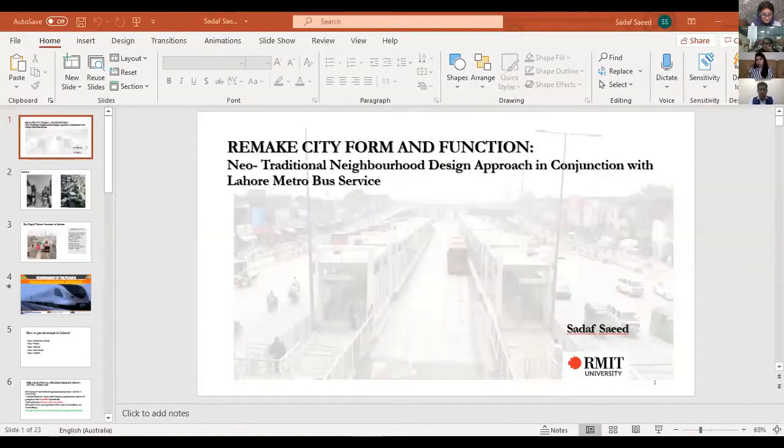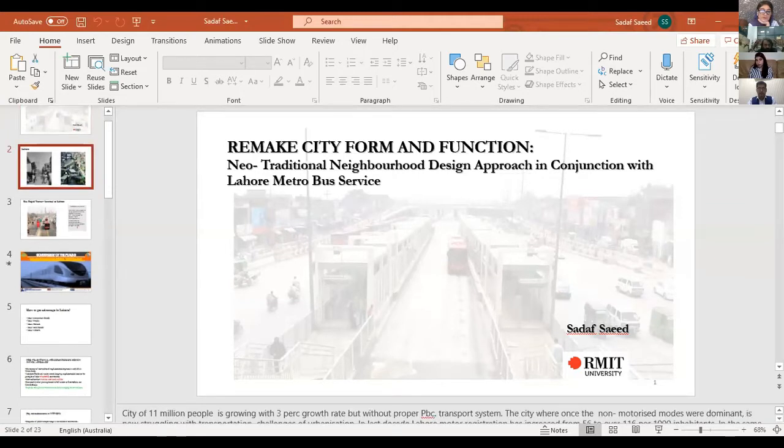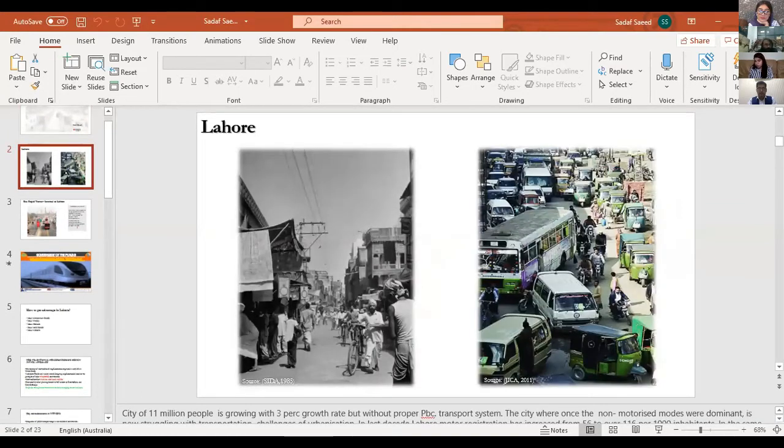Okay, so basically, I'm talking about the form and function of the city of Lahore, and how we can change the form and function, keeping in view the current situation. First of all, if you can see my screen, I'm not sure whether you can see my presentation or I would upload it later. I don't know what the situation is at the moment, because it shows me that I can share my presentation with you guys, and hopefully you're able to see my screen.